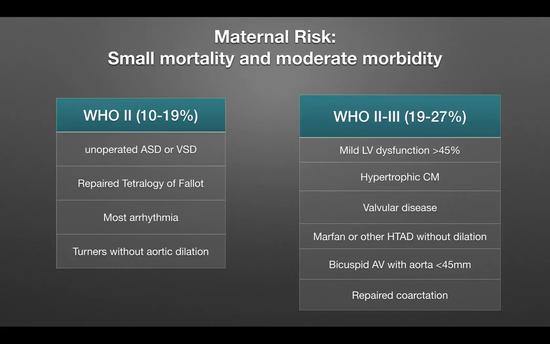When we go into WHO2 and WHO3, you can take a look here. I'm not going to read this all to you, but for us imagers, it's important to understand, WHO2 to 3 is mild LV dysfunction, an EF between 45% and normal, someone with hypertrophic cardiomyopathy, Marfan's, bicuspid aortic valves without significant aortic dilatation, repaired coarctation. In the WHO2, you see Turner's and tetralogy of Fallot, even those who have been repaired.